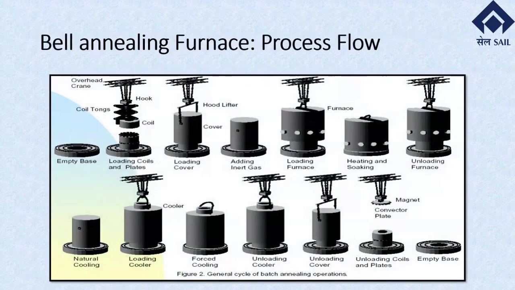Now, this is the different process of annealing, which process steps of annealing we are doing at BAF, that is Bell Annealing Furnace. We stack the coil on the empty bases, then we have a furnace, and first we heat it to a defined temperature according to the different materials, and then we soak it, then we have a cooling process, then we unload the coils and give it to the skin passing mill.